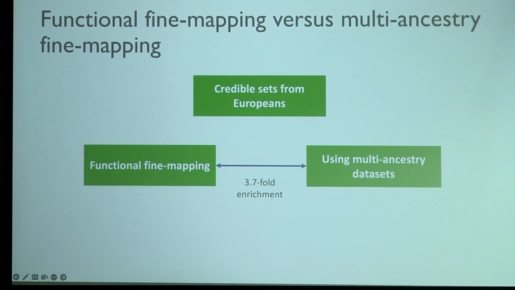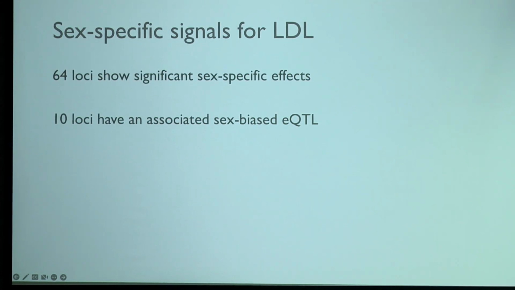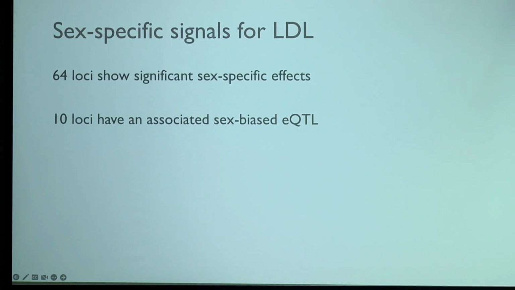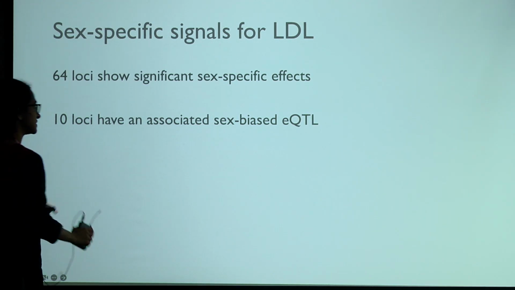I'll maybe end with one final anecdote of the kind of story we found from this study, where we not just looked for GWAS signals in the entire data set, but in males and females separately, and tried to see how many sex-specific signals we see. Well, spoiler alert, most signals are not sex-specific. Most signals out of those 1,000 were actually common to males and females, but there were 64 loci showing significant sex-specific effects, out of which 10 of them had an associated sex-biased eQTL.